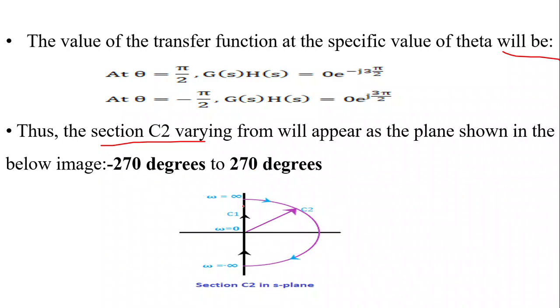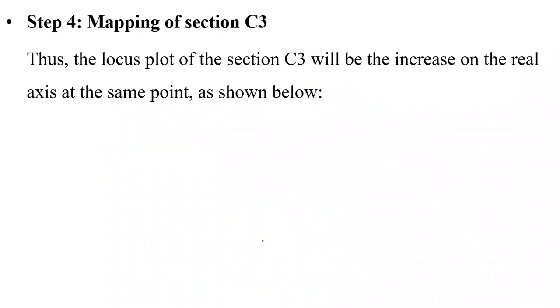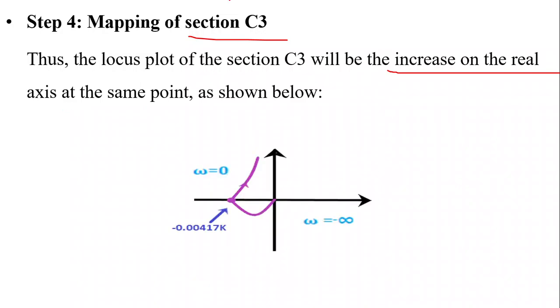This is our diagrammatic representation of section C2 in the S-plane. After that, step 4, mapping of section C3. The locus plot for the section C3 will be the increase on the imaginary axis at the same point as shown below. This is our diagrammatic section of C3. So this section C3 will be the inverse plot of section C1, or it is the mirror image of section C2.